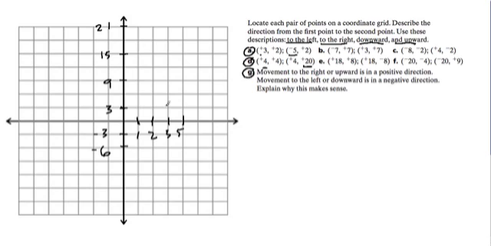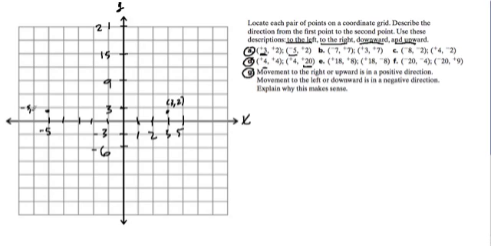So plot (3, 2). Remember, the first number refers to the x direction, and the second number refers to the y direction, so it's the independent variable first. We go 1, 2, 3, and then up to positive 2. That's the point (3, 2). And we're going from there to (-5, 2). So go 1, 2, 3, 4, 5 in the negative direction, and then up to here.